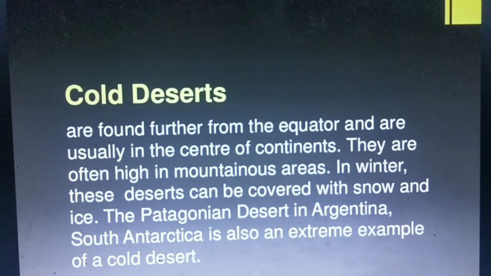Cold deserts are found further from the equator and are usually in the center of continents. They are often high in mountainous areas. In winter, these deserts can be covered with snow and ice.